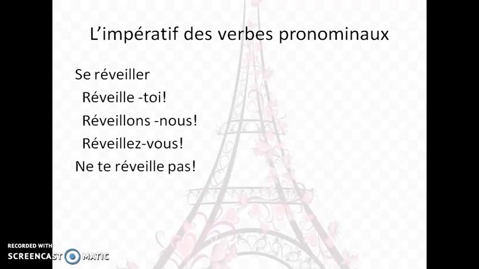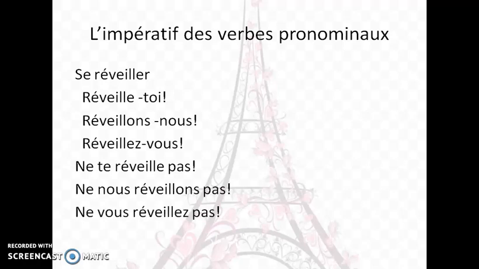And in the imperative negative, what happens? The imperative negative also has the same word format, but the se pronoun form comes back to its original position. The se pronoun form which we brought to the right hand side in the imperative affirmative comes back to its original position in the imperative negative, and there toi becomes te. It regains its original form. So ne te réveille pas, ne nous réveillons pas, ne vous réveillez pas. Don't wake up, let's not wake up. Ne vous réveillez pas, don't wake up.